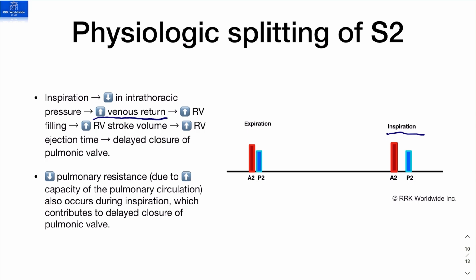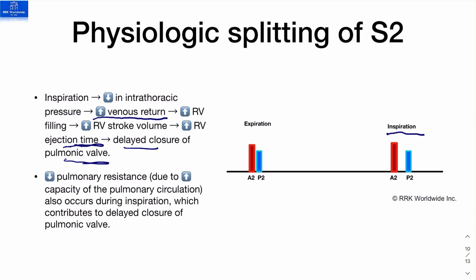And this means the right ventricular filling will increase, so you'll have more blood to be pumped out of the right ventricle, which would increase the ejection time. So it would take a longer time to eject the blood out of the right ventricle and into the pulmonary artery. And therefore, the pulmonic valve closes later on. Exactly. So that's why during inspiration the P2 becomes delayed compared to the A2, and the splitting could actually be heard on auscultation, unlike expiration.